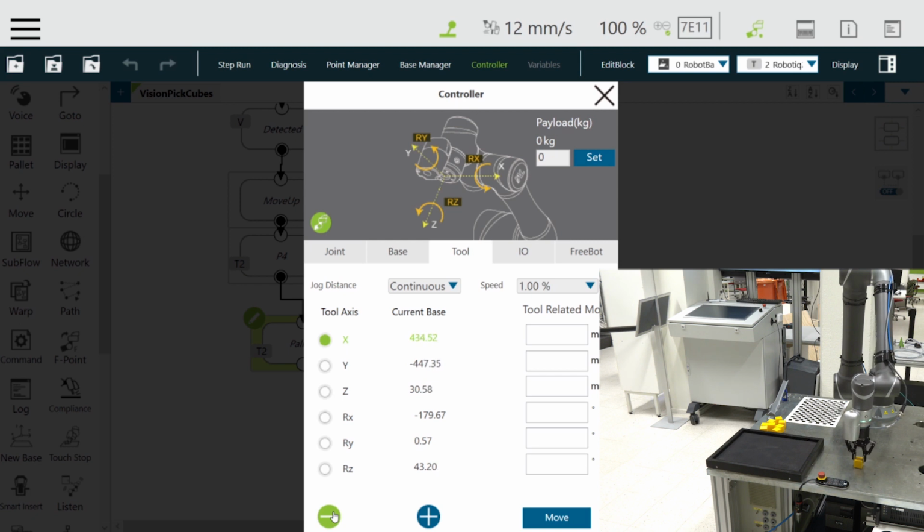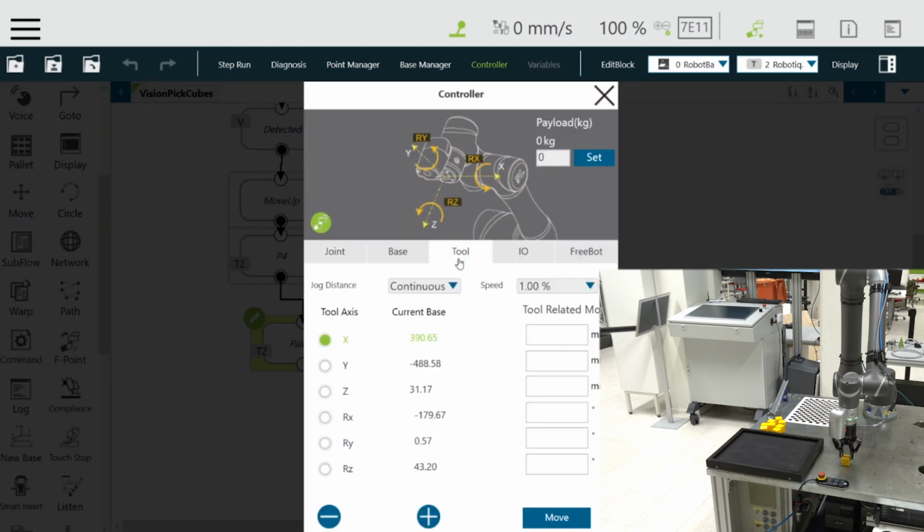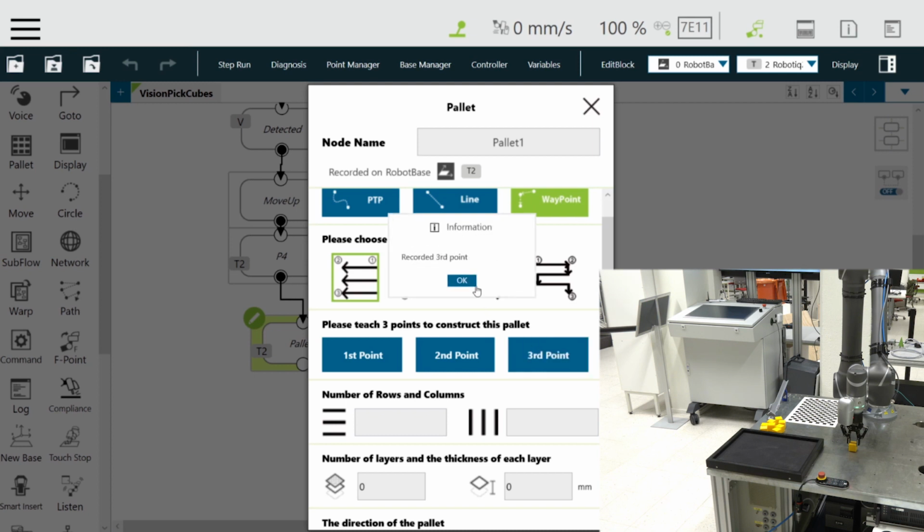Now Tommi is moving the robot from the robot controller window. As you can see, the robot is now moving. Yeah, first point, second point, and third point. Now that was the second point, and it was recorded, and then the robot is again moved to the end point of the last pattern row. And from those 3 points, the robot can itself calculate how to palletize these cubes.